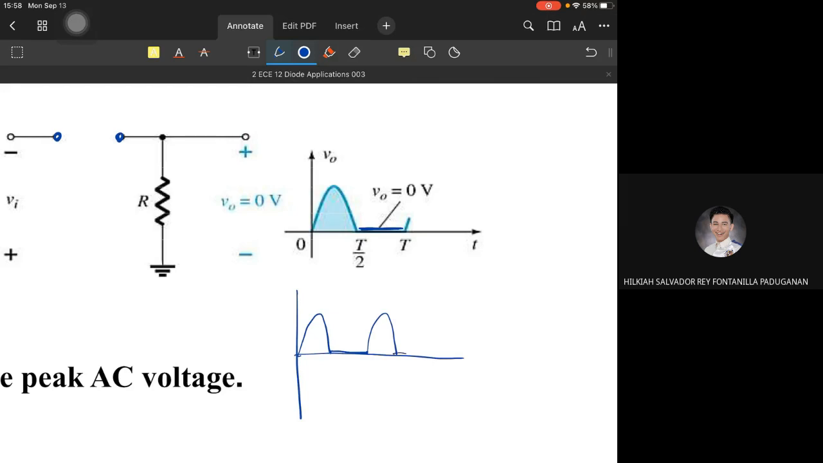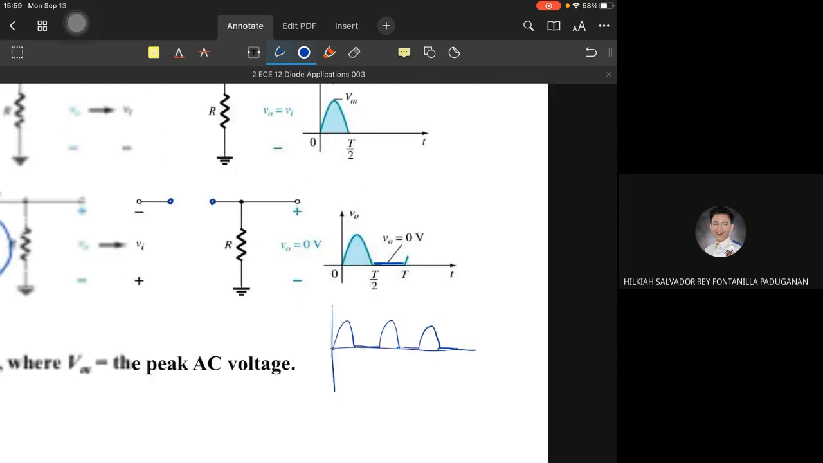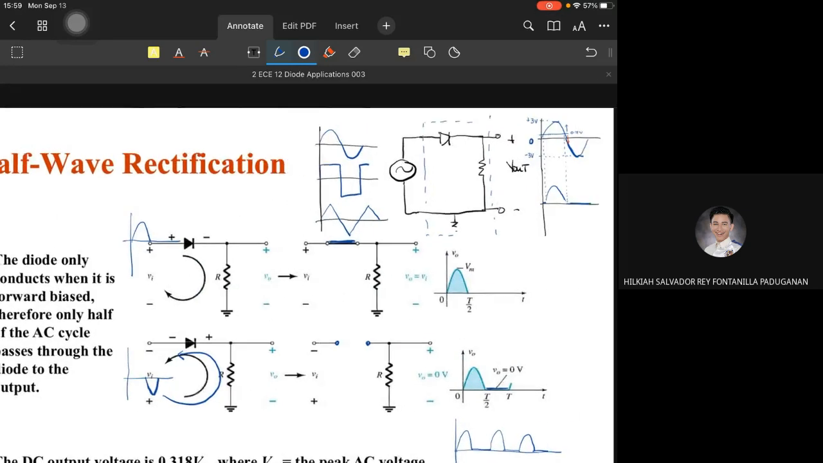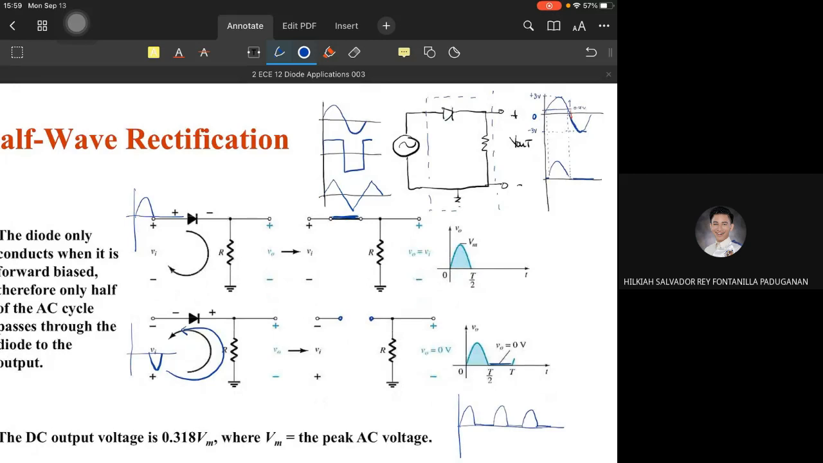This will repeat infinitely. So that is the output waveform of the half-wave rectifier. So any questions so far on the operation of the half-wave rectifier? Is it clear?